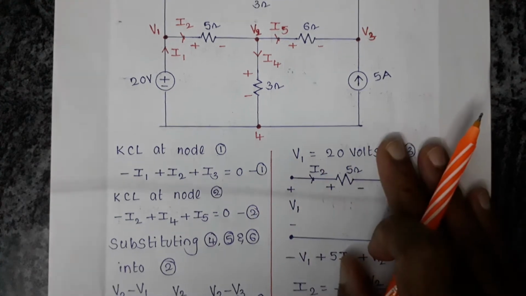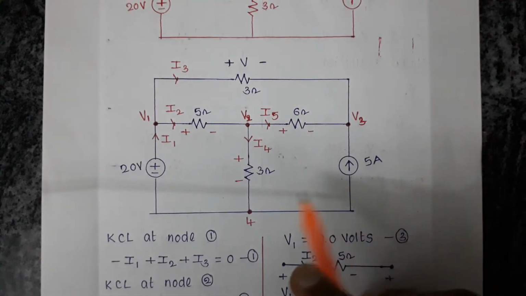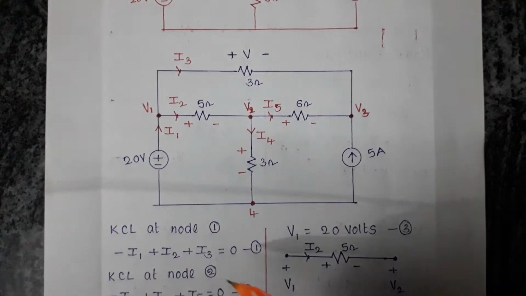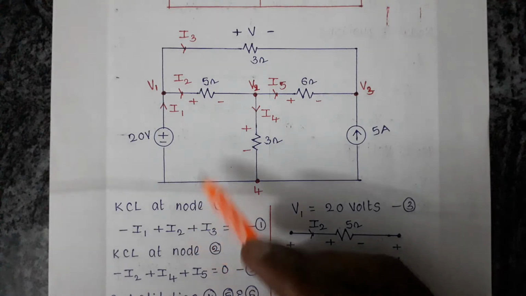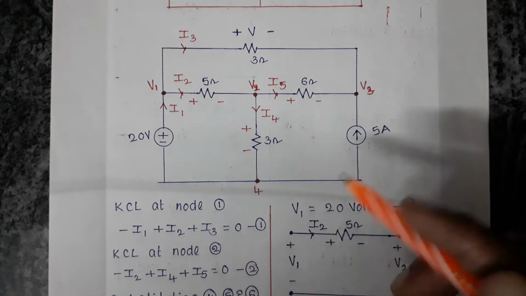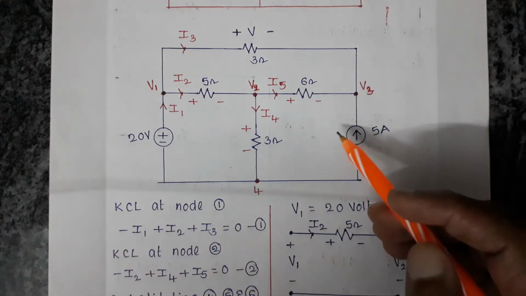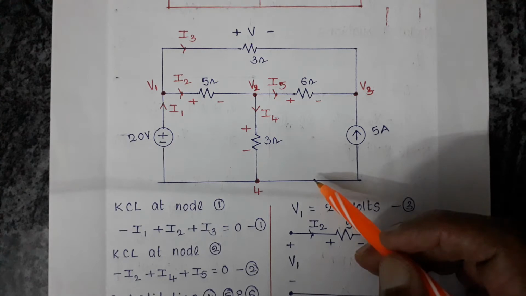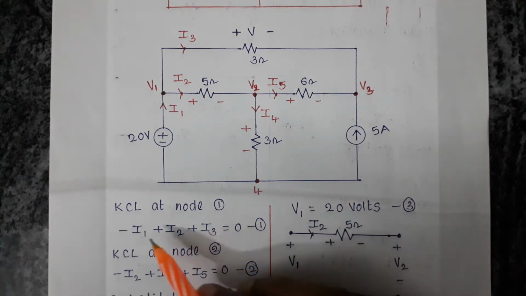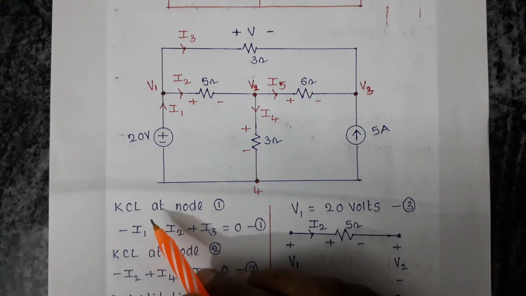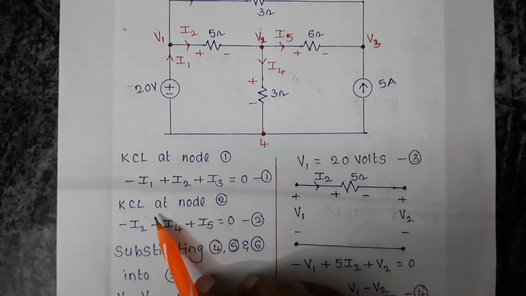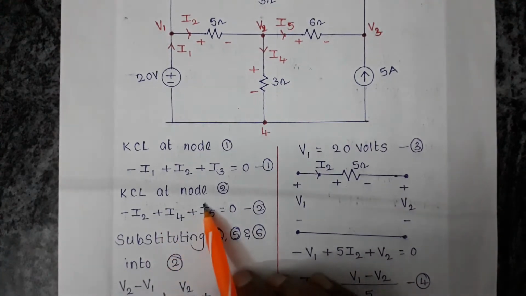But here it is very difficult to write I1 as a function of V1. We can write I2 as a function of V1 and V2, and I3 as a function of V1 and V3, that is, node voltages. But writing I1 as a function of node voltages is difficult. That's why we are moving to KCL at node 2. So we are writing KCL at node 2.